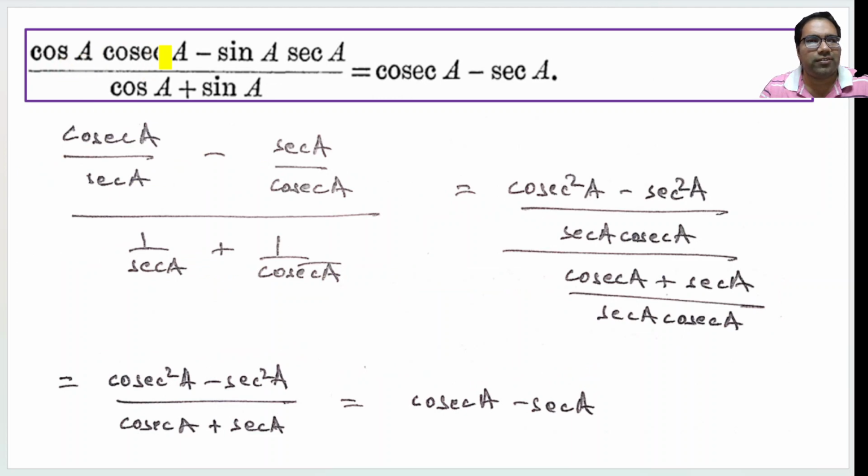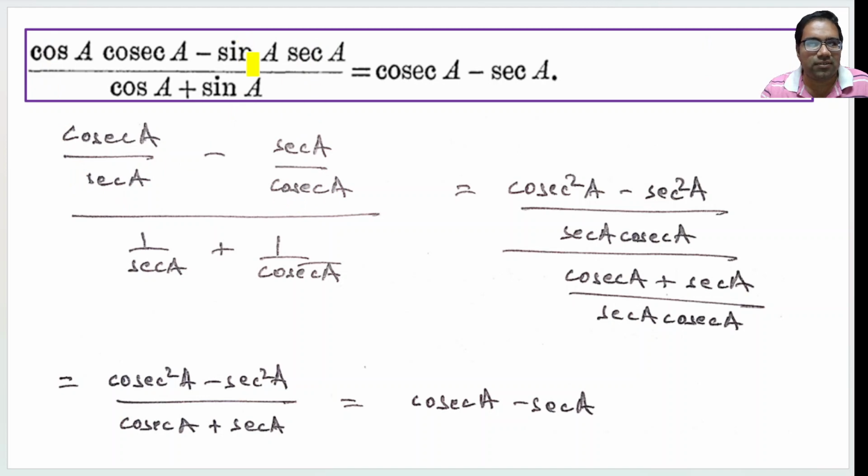We have (cos a cosec a minus sin a sec a) by (cos a plus sin a) equals cosec a minus sec a. Basically, we have to convert everything into cosecant and secant. We have cos and sin here, but we have to convert everything into cosecant and secant. So let's do that. Cos becomes 1 by sec, so cos a cosec a becomes cosec a by sec a. And this becomes sec a by cosec a.